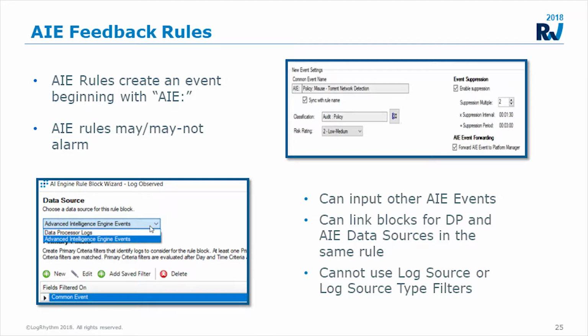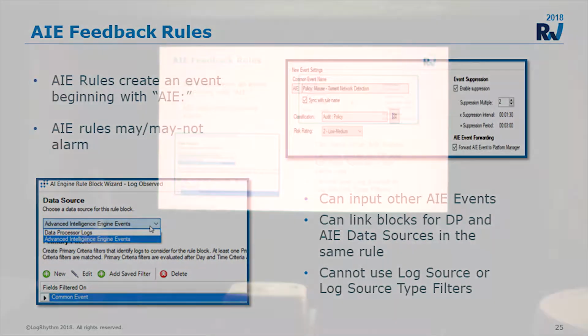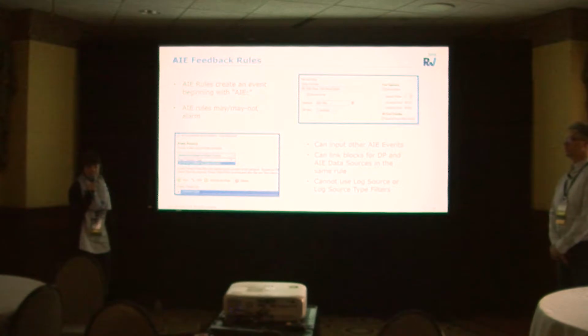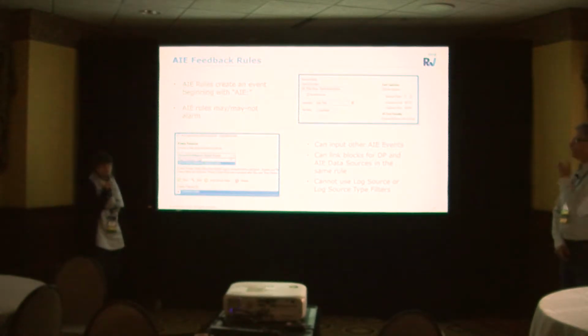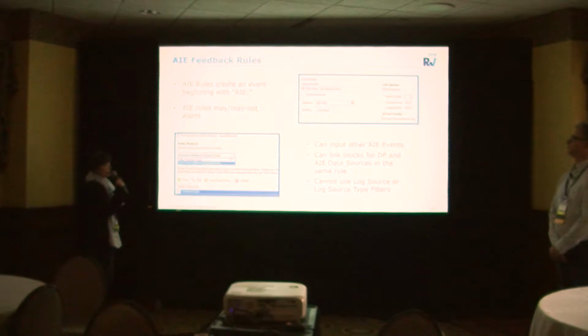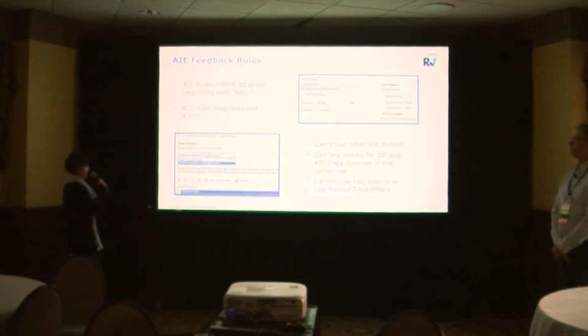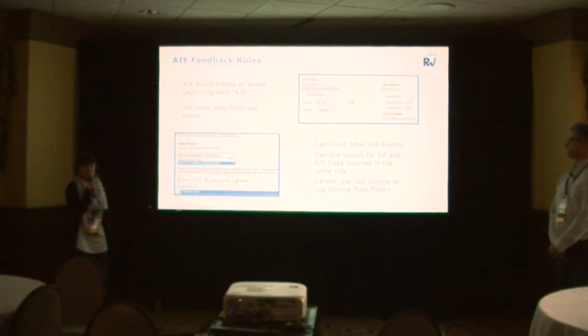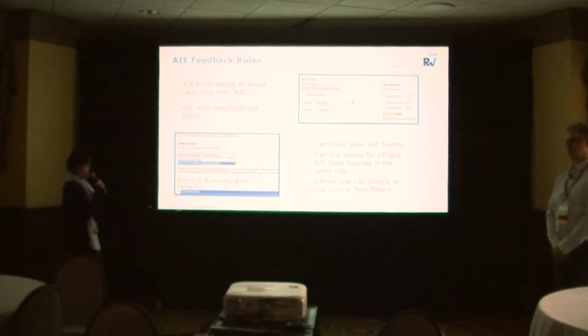Cool. All right. So something really important to know about AI rules is that every time an AI rule triggers, it generates a log that goes into your events database. So you can set a rule to run and it doesn't have to alarm, and you can also use that special AIE log source type to feed back into other rules here. So you have a drop down for your data source for any AI rule block that you use. You can have data processor, which is your default, or you can have AI engine events. If you use that, you're going to have to use a filter to look for those specific common events here.